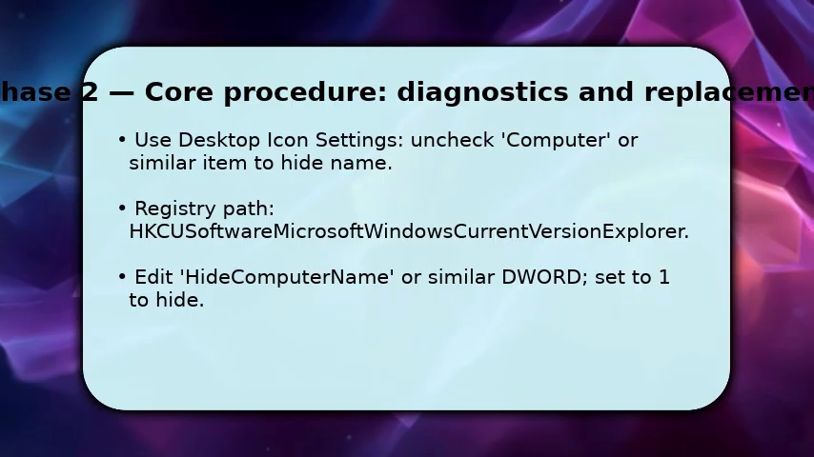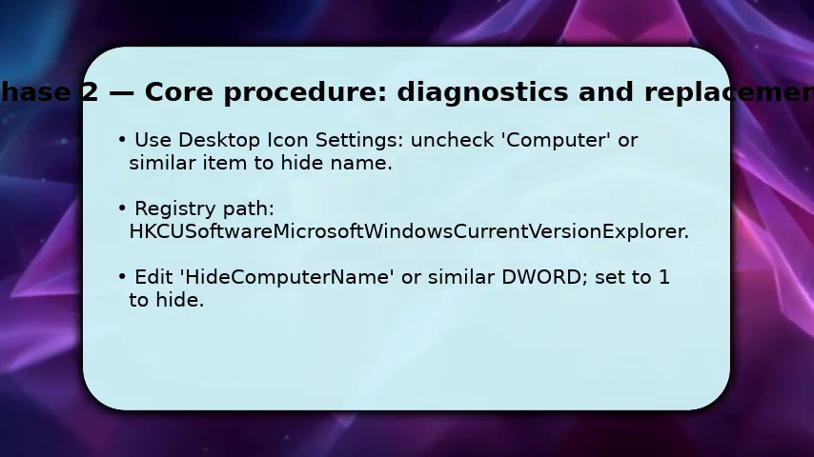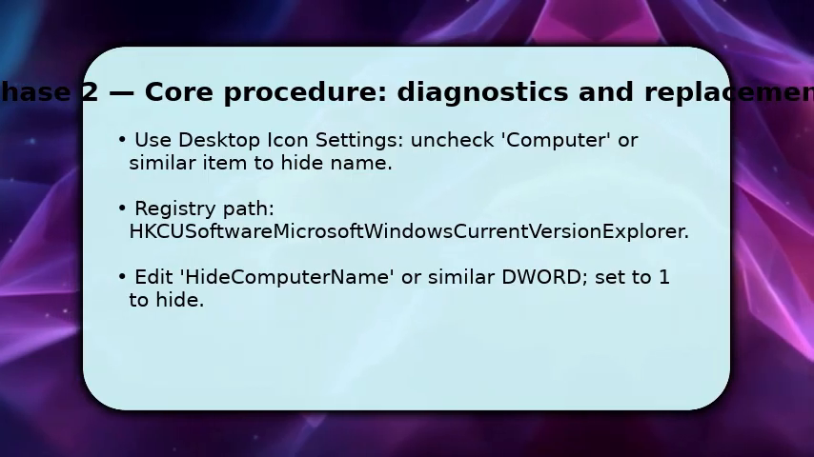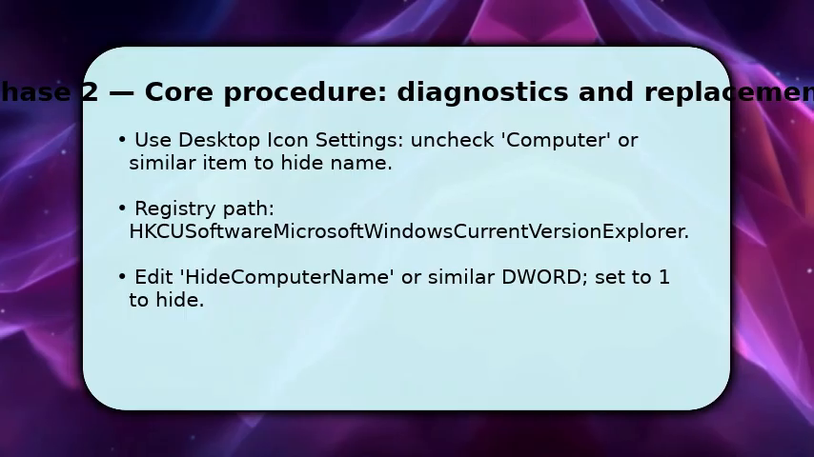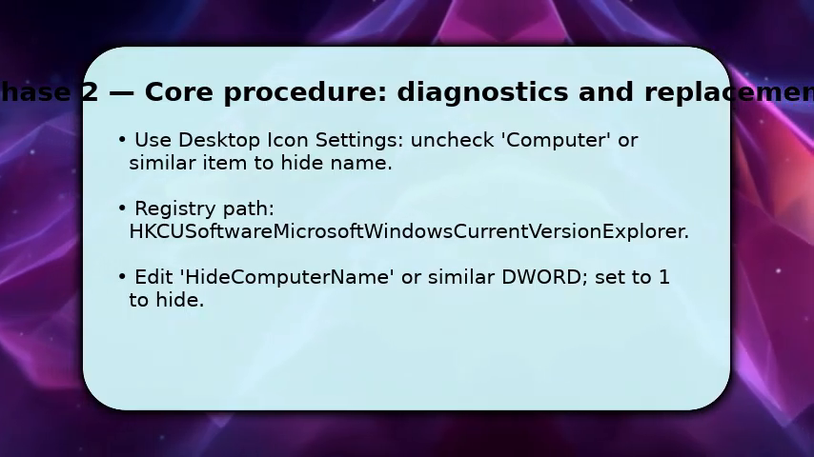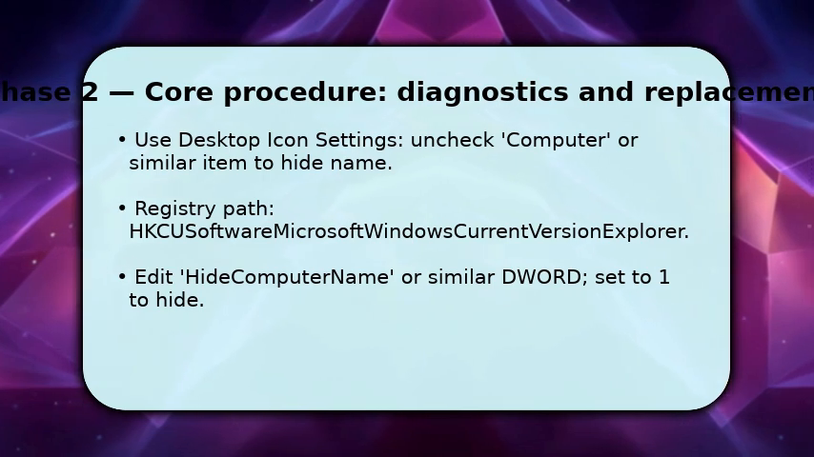If using Registry, navigate to the Explorer key under HKCU, find the value that controls desktop name visibility, and set it to 1. Once done, close Registry Editor and restart Explorer to apply. Make sure to export the key before editing so you can restore it if needed.